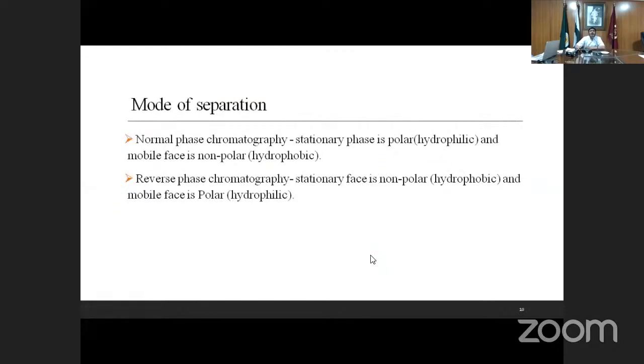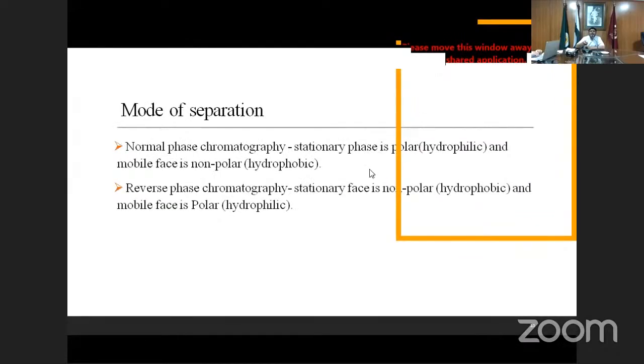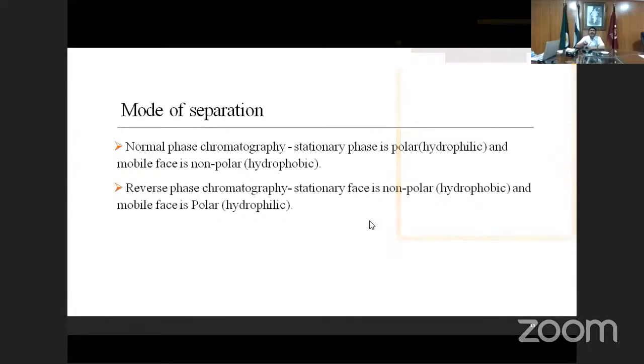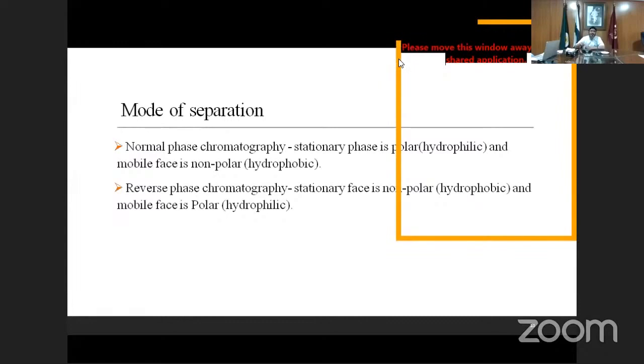The mode of separation is normal phase chromatography. The stationary phase in normal phase chromatography is polar, which is hydrophilic, and the mobile phase is non-polar, hydrophobic. Normally we use a silica column and, as mobile phase, hexane or another non-polar solvent. The most common technique for analytical HPLC is reverse phase chromatography, where the stationary phase is non-polar, hydrophobic, and the mobile phase is polar.